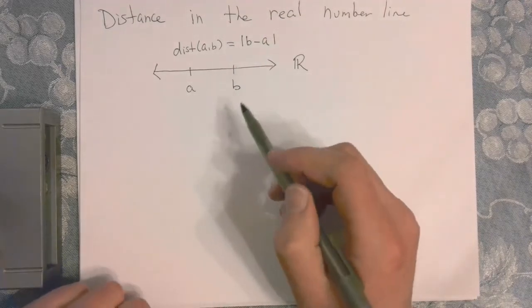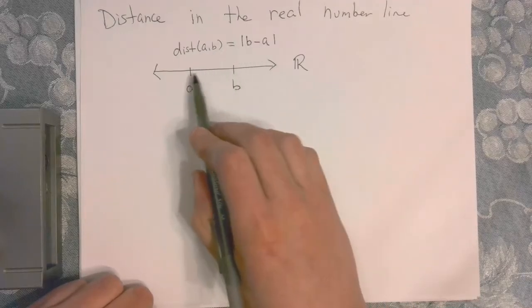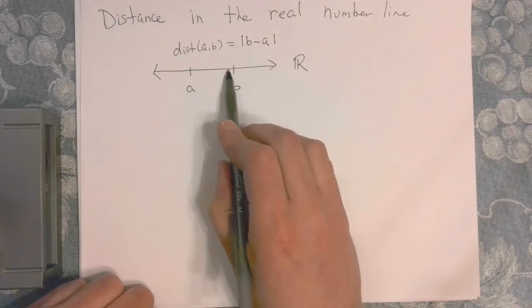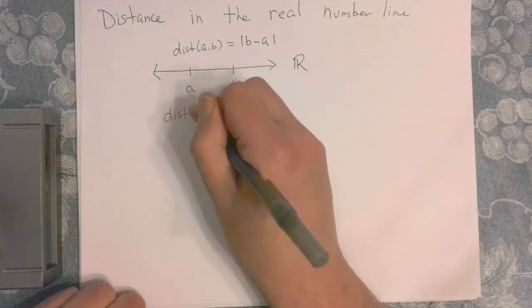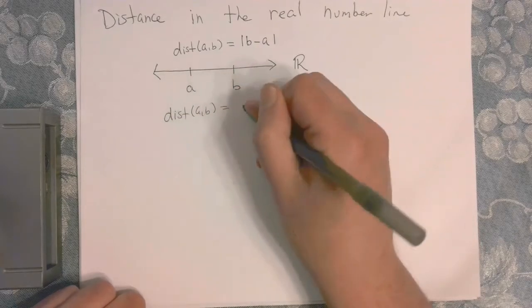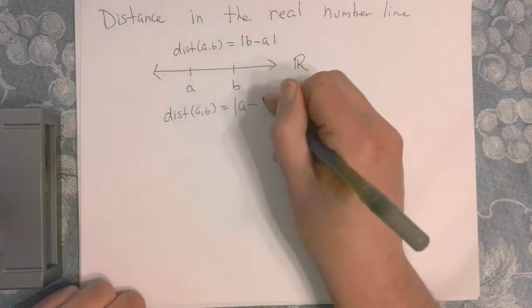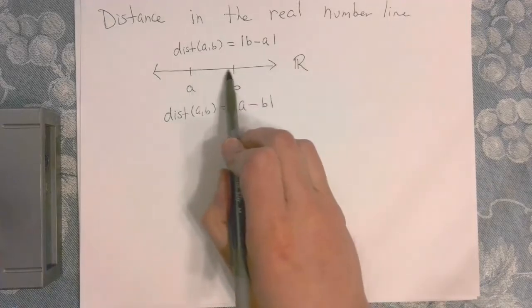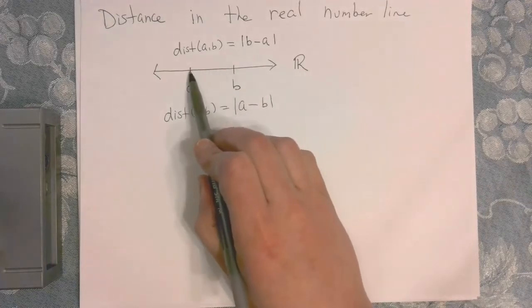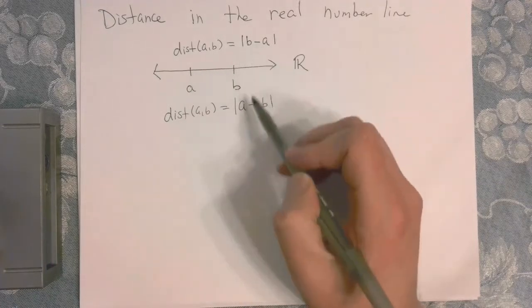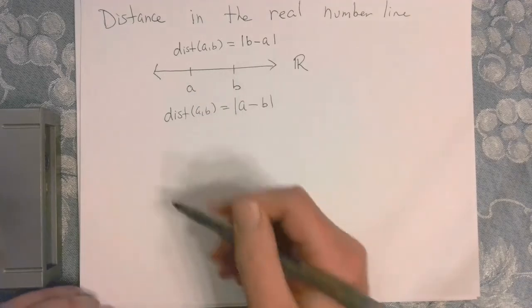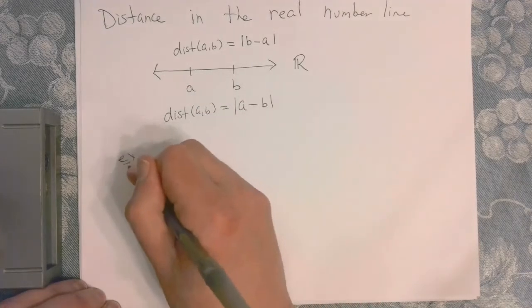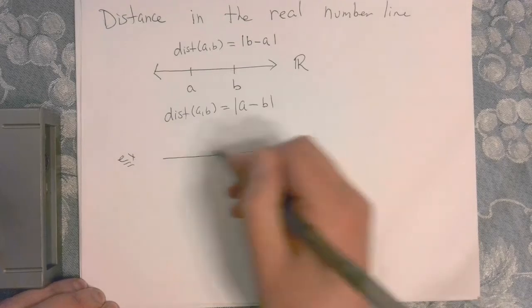But let's notice something. The distance from A to B is this, but we could also say it the other way. So the distance from A to B is also the distance from B to A. So this length, it doesn't matter if I travel from left to right or right to left. I'm talking about the same distance. That's the same length. So let's view that maybe in more of a concrete sense.